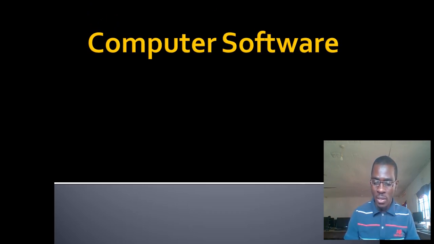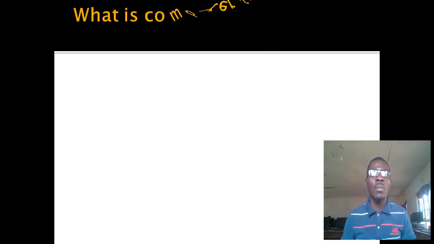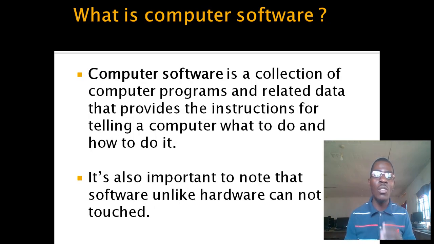As I've said, we are beginning with the computer software. So we shall begin with the definition of a computer software. Computer software in simple terms is a set of instructions that tell computer hardware what to do and how to do it. For example, if you have a document that you want to type, you must have some program that is going to help you type that document, save it, and maybe print it. That program is what we call a computer software.